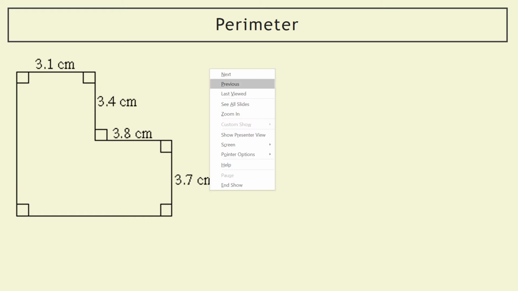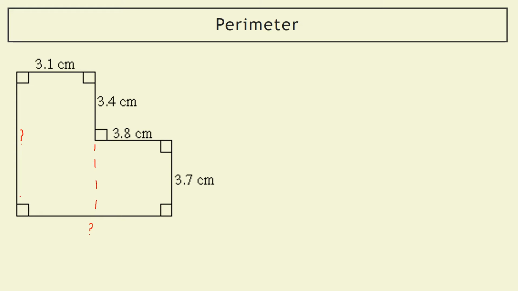This shape, we've got a little bit of work to do before we start, because it appears like we don't know what this distance is at the bottom, and it appears like we don't know what distance this bit is up the side. But actually, if we think about it, we do, because if I drop down here, I know that this distance has got to be 3.1, and I know that this distance has got to be 3.8, because they are at the top. Because that's 3.8 and 3.1, I can add them together, and the whole number bit gives me a 6, and then the decimal bit gives me a 9. So I've got 6.9 there.